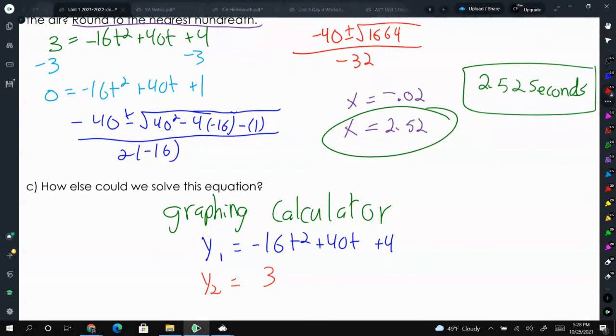All right, so thanks for watching this video. The quadratic formula is a useful tool. It just isn't the most efficient, but like I said, it is something that will always work.